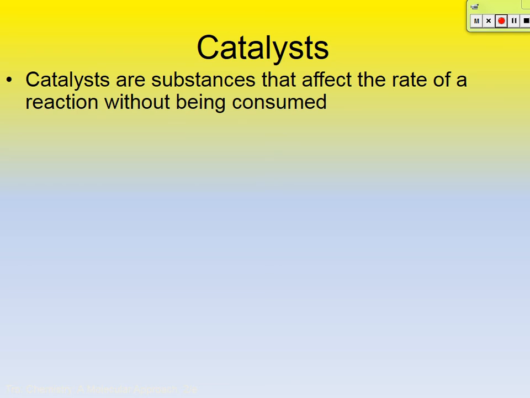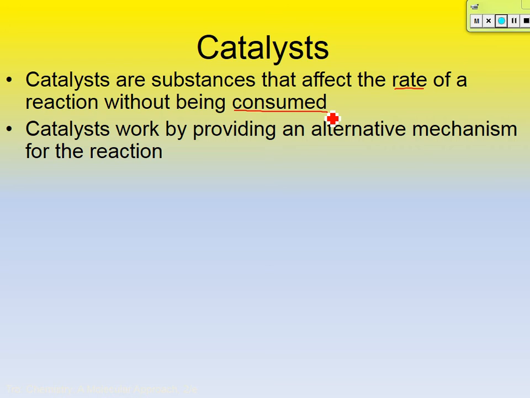Catalysts are substances that affect the rate of a reaction without being consumed. So a catalyst will speed up the rate of a reaction, but catalysts are not consumed in the reaction, which means a catalyst can be used over and over and over again in the chemical reaction. A catalyst works by providing an alternative mechanism for the reaction. So it kind of provides this other path for the reactants to take to form the products.